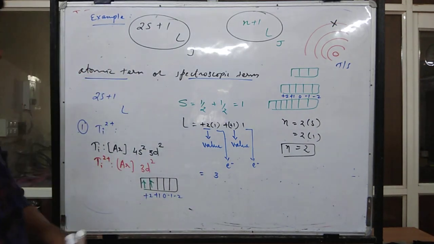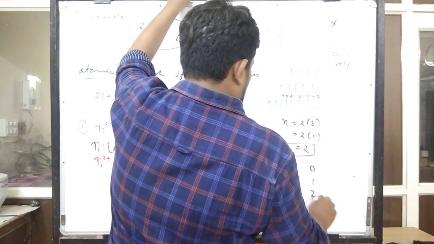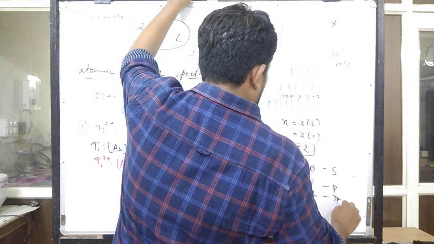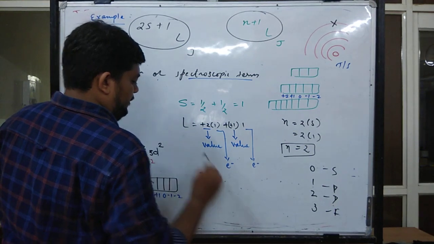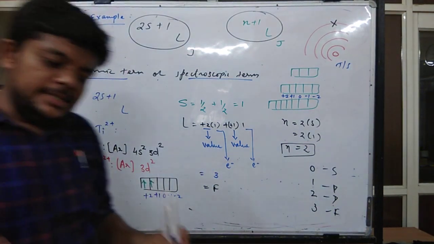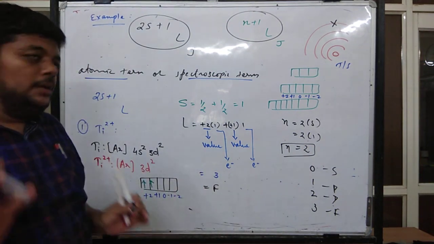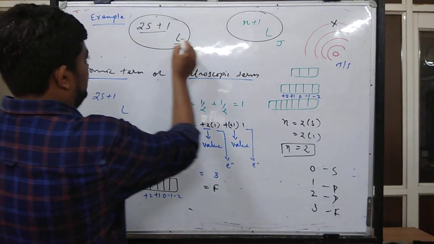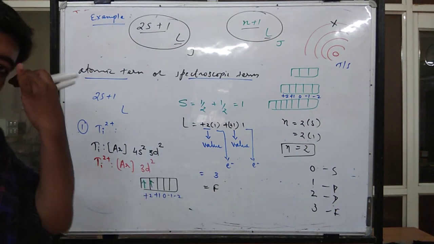This 3 will now be taken as the corresponding value from S, P, D and F, and therefore I will write it as F. If we are sticking only to the atomic terms or spectroscopic terms, be very clear, we will only have 2S plus 1 and L. 2S plus 1 can be replaced by n plus 1 and L.